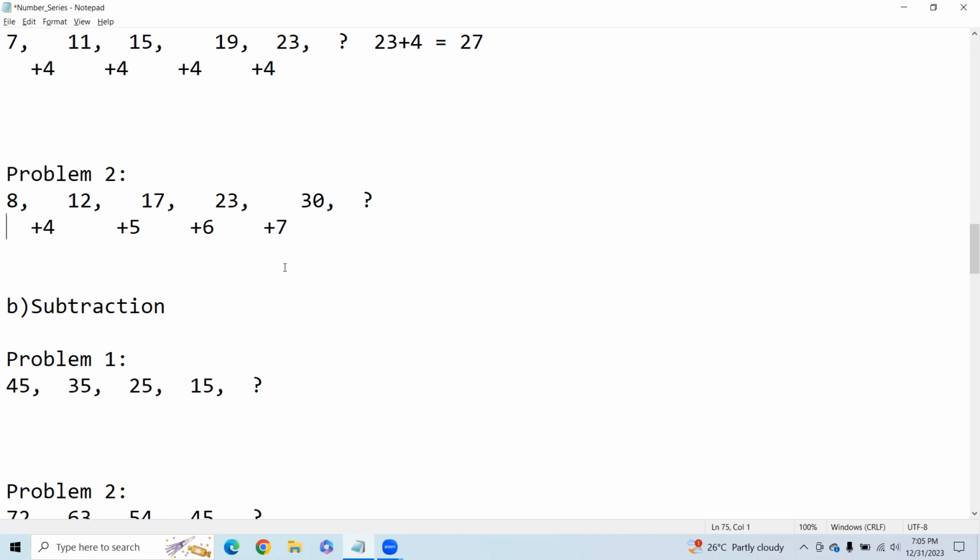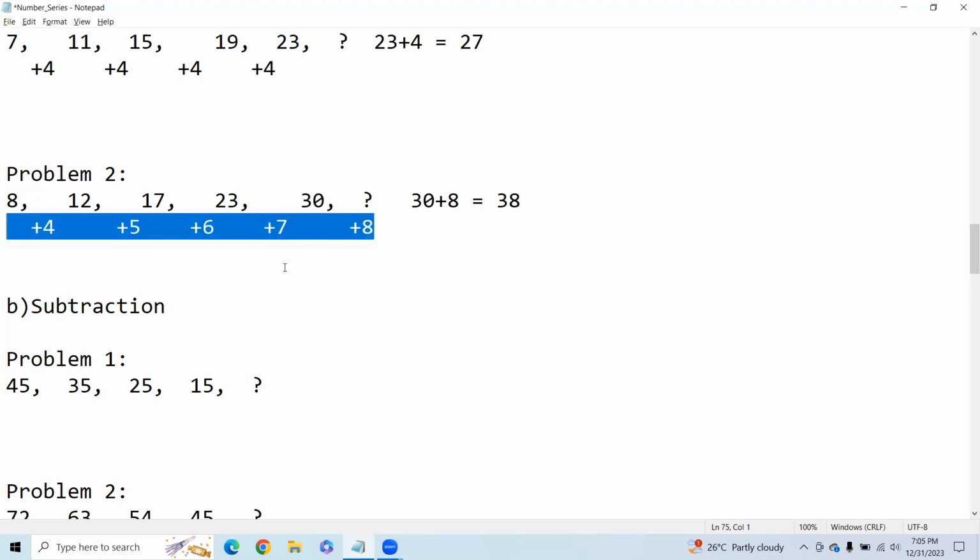30. So do you see that the pattern is of addition, but the number we are adding is not constant. Here we are adding 4, then 5, then 6, then 7, and then we should go for 8. So our answer will be 30 plus 8 equal to 38. So what we have seen in this problem is that even though there is a pattern of addition, the number which we are adding may not be constant. It can be 4, 5, 6, 7. It can keep increasing like that.